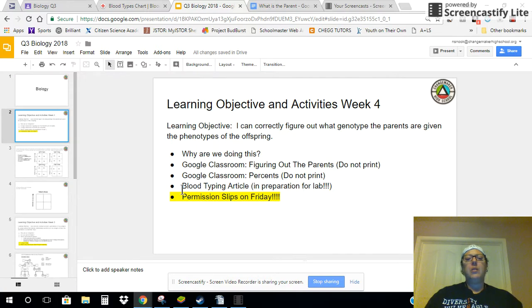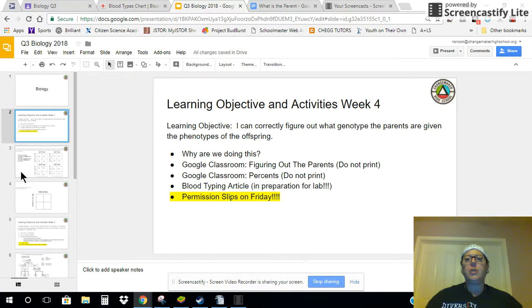The blood typing article that is already posted there is for you to read at your leisure, but preferably by Thursday, because Friday I'm going to be handing out the permission slips for the lab that is going to take place on Monday. And you need to read the blood typing article so that you can explain to your parent or guardian what you are going to be doing on Monday, giving me a blood sample. Yay!